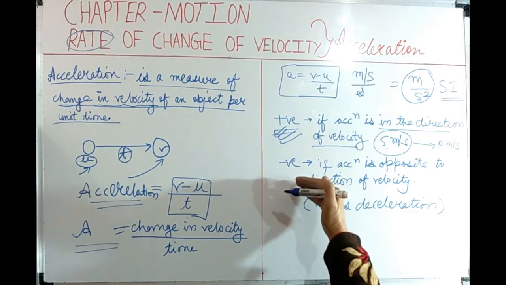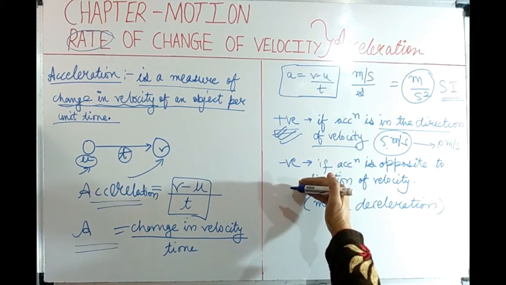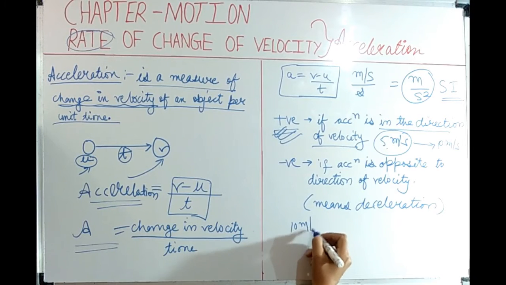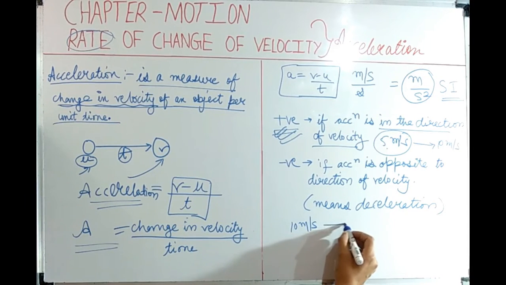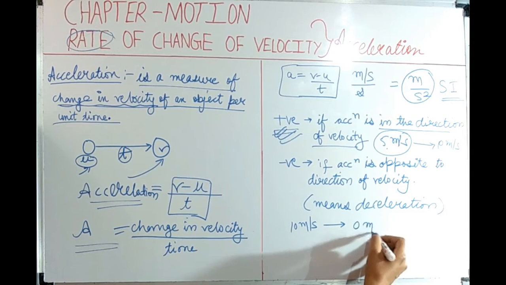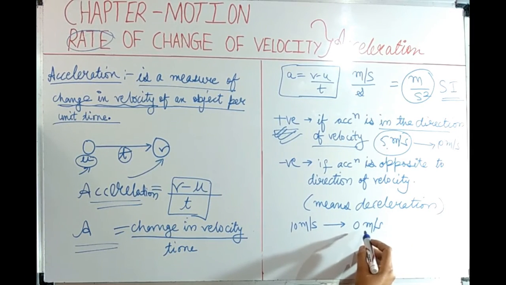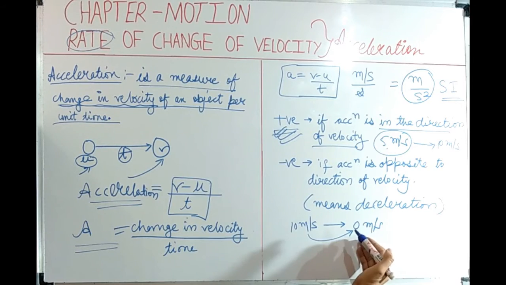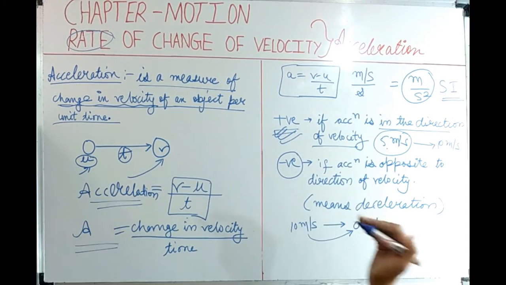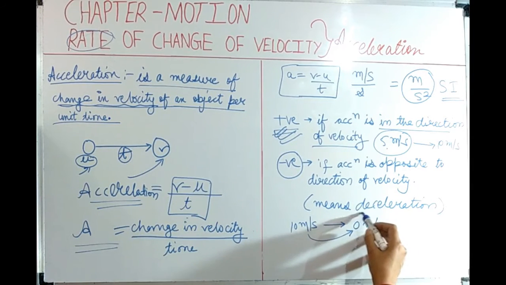Now in the first case, when we are increasing the velocity, we are getting the acceleration positive. What happens when we apply brakes? We apply brakes, that means we are decreasing the speed. Let's say earlier the speed was 10 meter per second. You are applying brakes and it is becoming now 0 meter per second. The car has stopped completely and the velocity is now 0. In that case, you will observe that acceleration value is coming out to be negative, and that is also called deceleration.